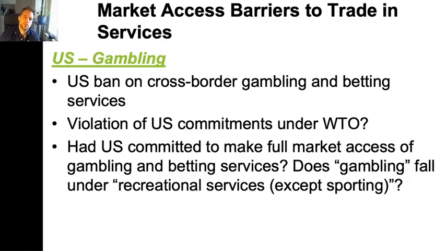And the main case I want to mention in this connection is the US gambling case. Why? Because this case will come back to us when we speak about public morals, but also, relatedly, this is a very important case to show you what is at work when you want to impose restrictions on foreign services. There was a US ban on cross-border gambling and betting services. And the big question here was, did the US violate the commitments it had made under WTO law?